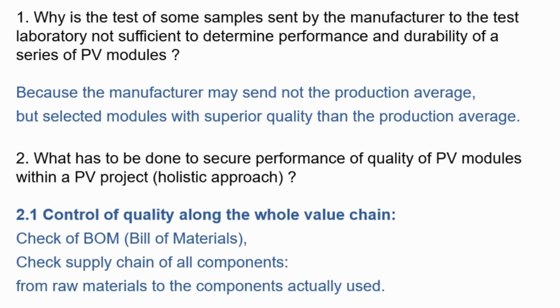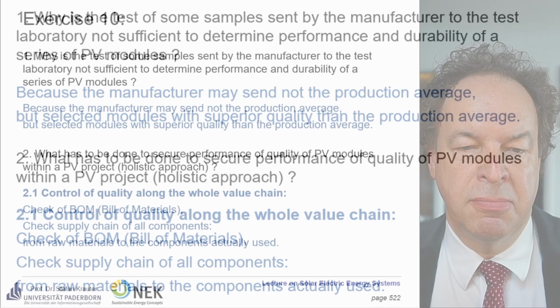So part 1, we just do the control of quality. We check the BOM, so-called bill of materials. So we check the suppliers, which are the components, and check whether these materials are really used there and whether the subsuppliers also have a quality control, so the quality is constant.